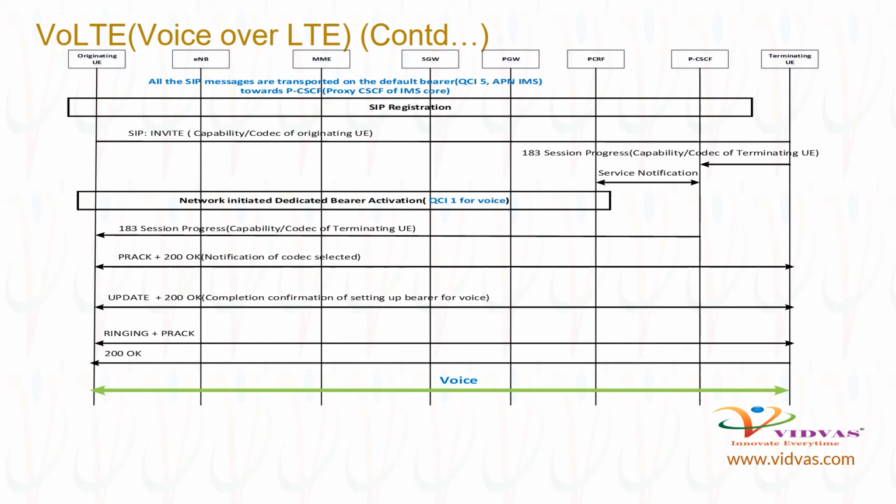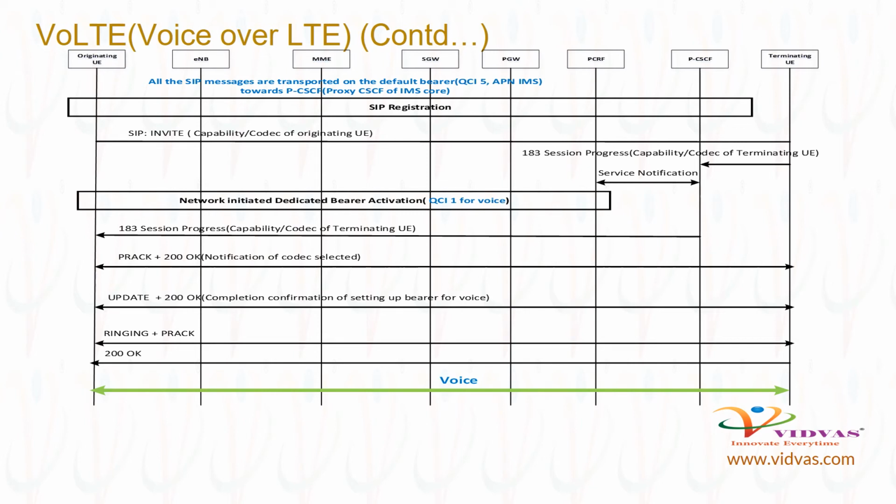UE performs SIP registration procedure. For more details on SIP registration, please go over Vidvas Learning video tutorial. Originating UE sends SIP invite with capability or codec of originating UE over default bearer of IMS PDN connection. Terminating UE sends 183 session progress to proxy CSCF with capability or codec of terminating UE.